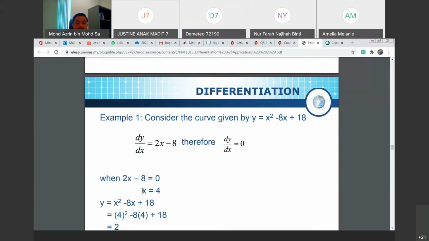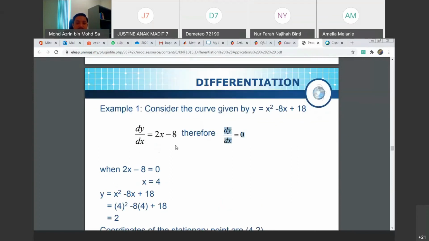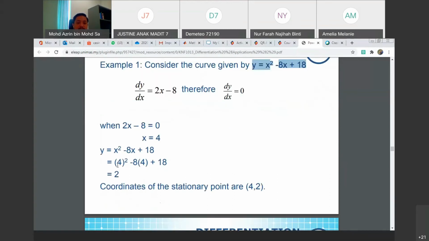So now you have this x value. After you get this x value, what does the x value mean here? The value of x is what you want for the stationary point, because you set dy over dx equal to 0. So this x value, you can insert into the original equation, x squared minus 8x plus 18. Then you insert the x value and you will get the y value.